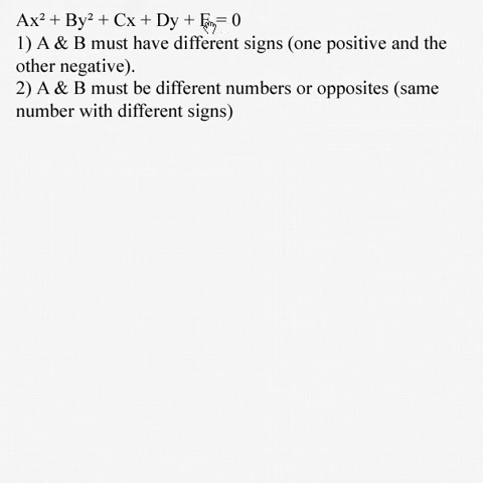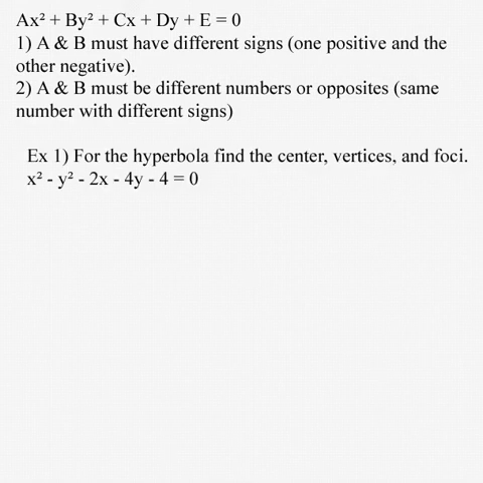For it to be a hyperbola, the coefficient of x squared and the coefficient of y squared must have different signs. Translation, one of them is positive, one of them is negative. Whether they are opposites of each other, like positive 5 and negative 5, does not matter. Or whether they are different numbers, like positive 5 and negative 7, it's still the case that they have different signs, so that's what makes it a hyperbola.